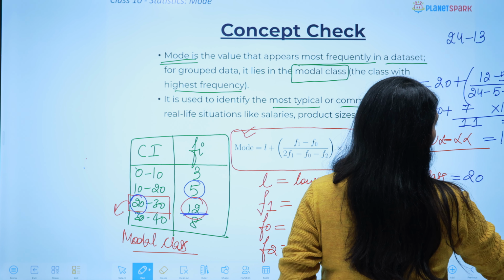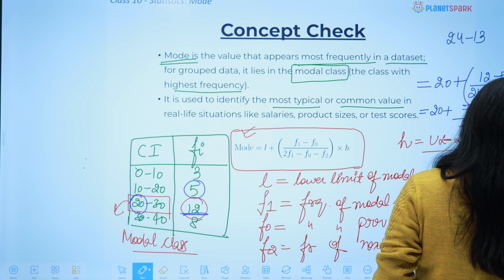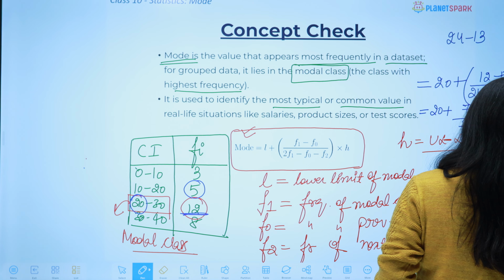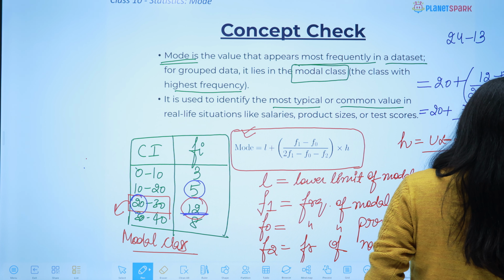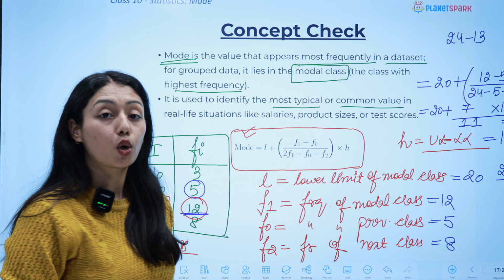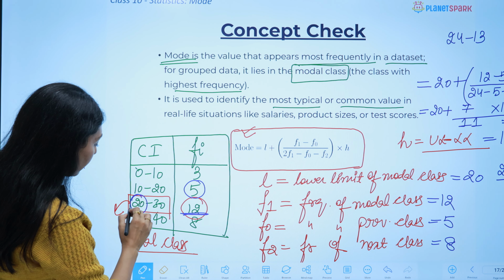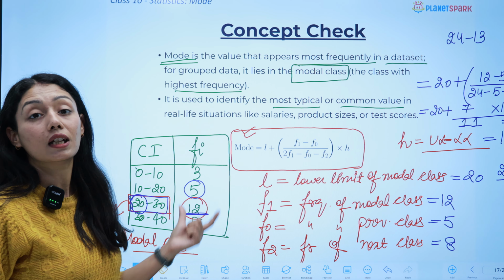So the approximate value we will get here, that is 20 plus 6 point something, right? So 26 point something, right? That will be the value here and that will be the mod of the data. Where will 26 lie? Between 20 and 30? So yes, the mod is lying in the model class.